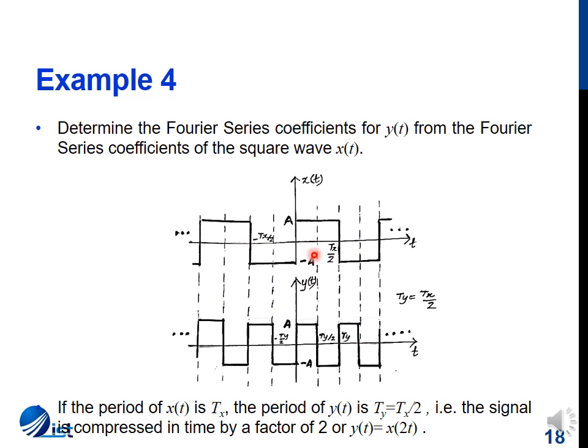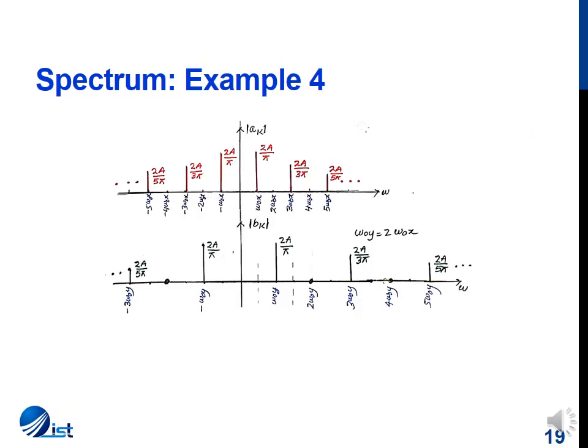For this square wave, the time period is half the time period of the original square wave x of t. So if the period of x of t is Tx, the period of y is Ty, which is Tx by 2. Therefore, the signal is compressed in time by a factor of 2. And compression in time means that now y of t is equal to x of 2t. The spectrum for both a of k and b of k are plotted in this figure. As a consequence of time scaling, we know that the coefficients remain the same. The coefficients are not altered.